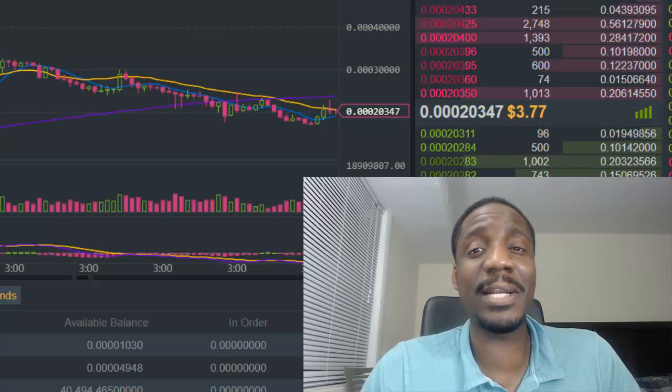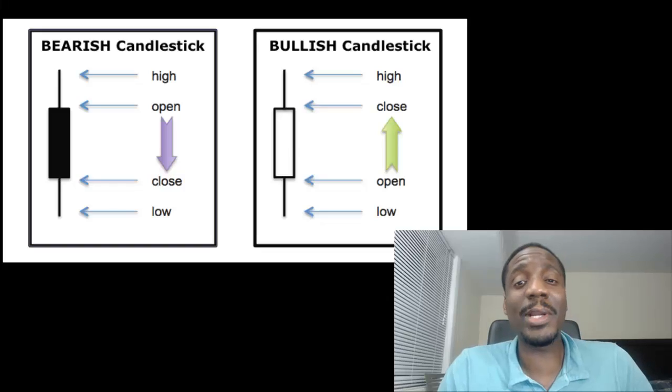So today we're going to look at candlestick patterns, and I'm going to see if I can use candlestick patterns to identify any buying trends or selling trends. Now, we went over candlesticks in a previous video when I was talking about how to make trades in Binance. But now let's delve a little deeper.